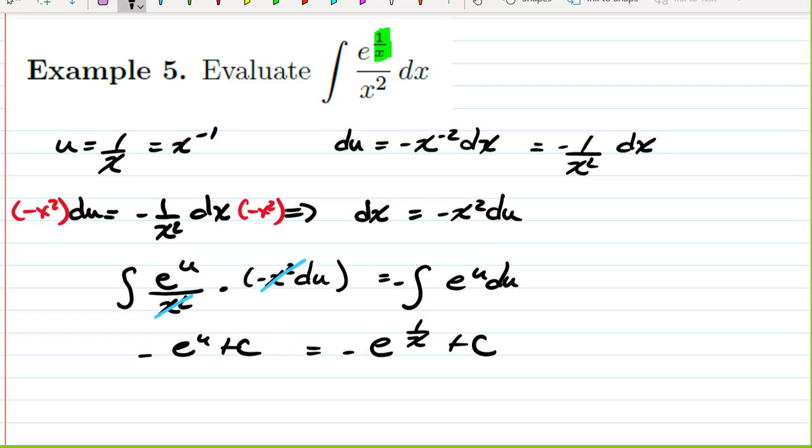So the antiderivative of e to the 1 over x divided by x squared is negative e to the 1 over x plus c.